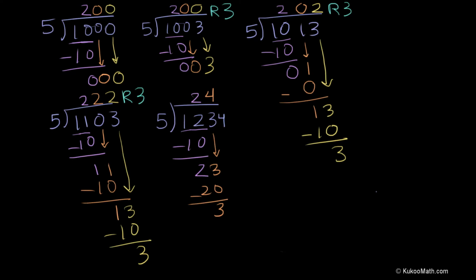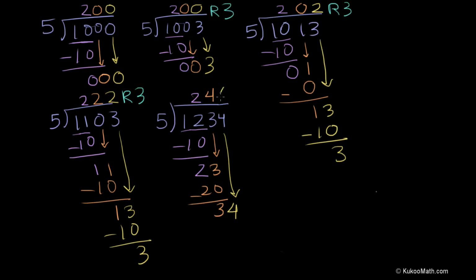Then the next step is to bring down the 4. Now we have 34. We're looking for the closest number to multiply by 5 to get us to 34 without getting over 34. 5 times 7 is 35. That's too much. So let's try one less than that.